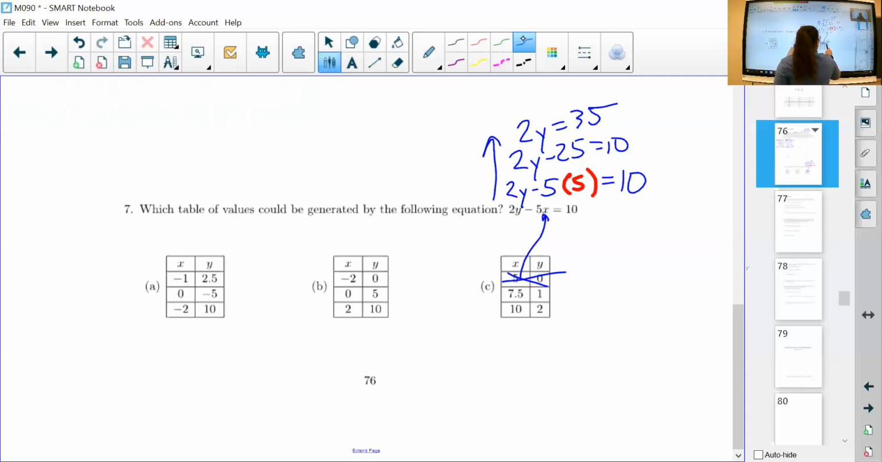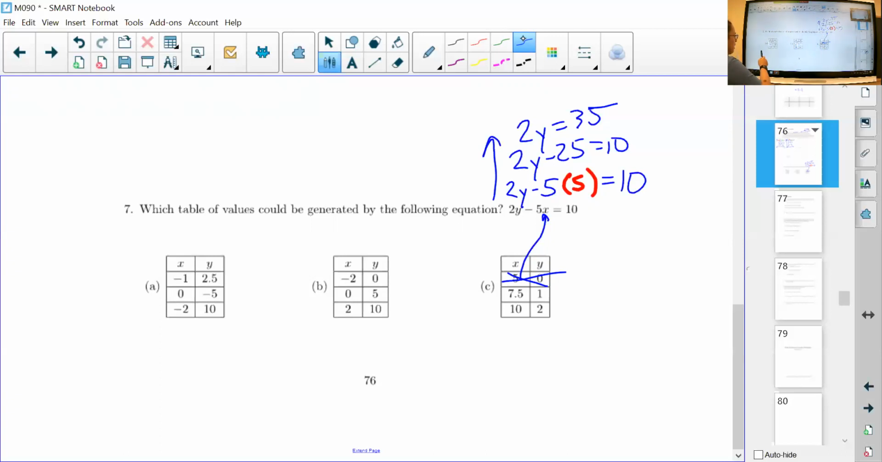If we plug in (5, 0), we're doing kind of the method A type thing. Plugging in 5 here, we get 25. Plugging in 0, we get 0. 0 minus 25 equals 10? No, that's not true. So that doesn't work either. Whether we use method A or method B, (5, 0) does not solve this equation.